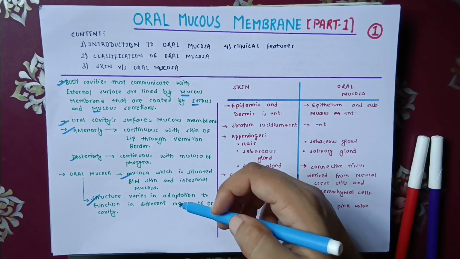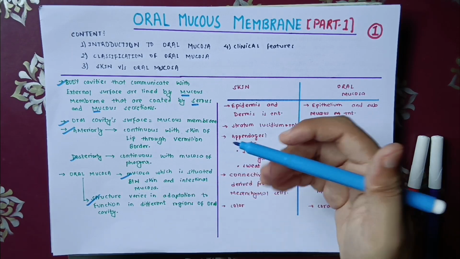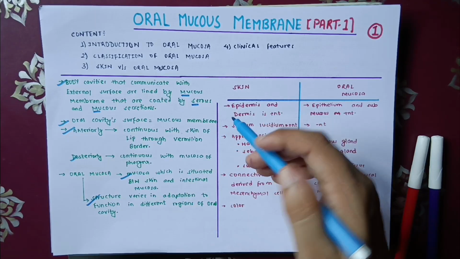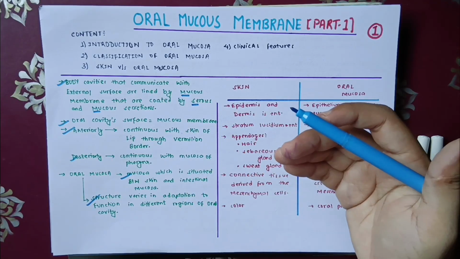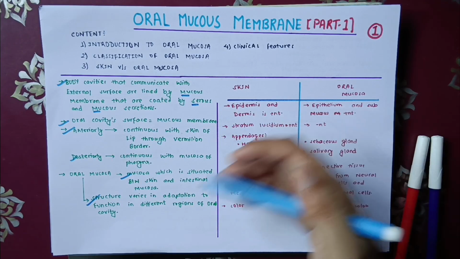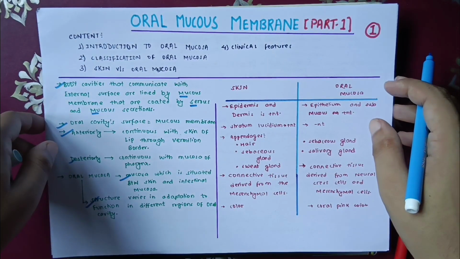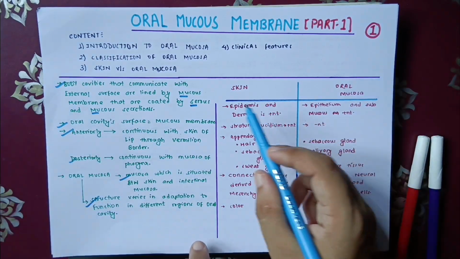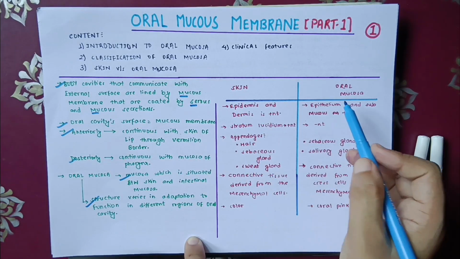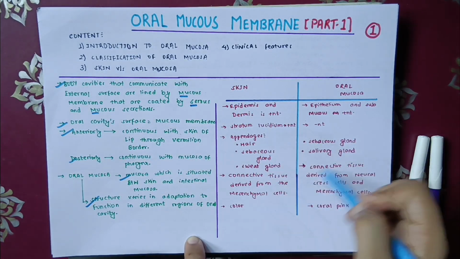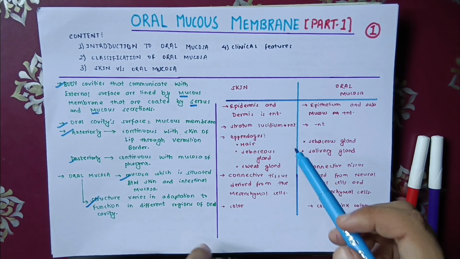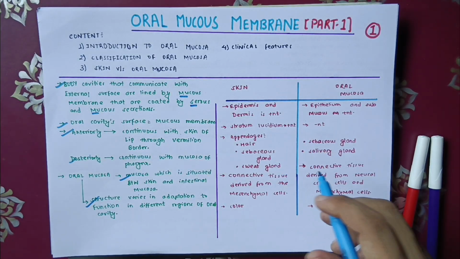The structure varies with the different regions in the oral cavity. So in different regions there are different features of the oral mucous membrane, and we will discuss that later in this video itself. And in the next subtopic, I have written some differences between the skin and the oral mucosa, and this is very important. This is a very favorite question of the viva.